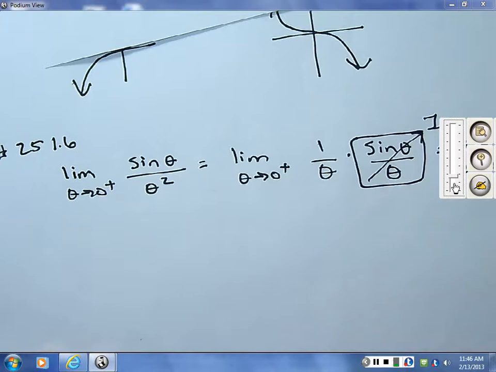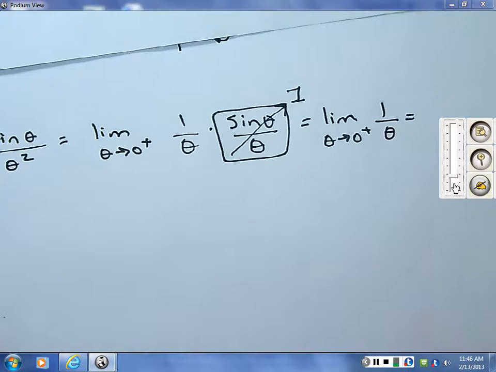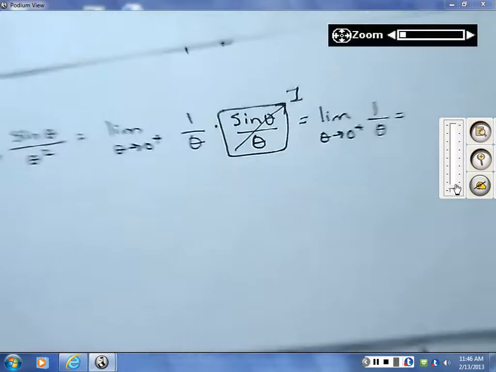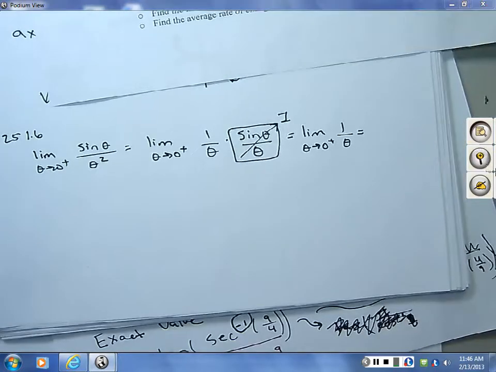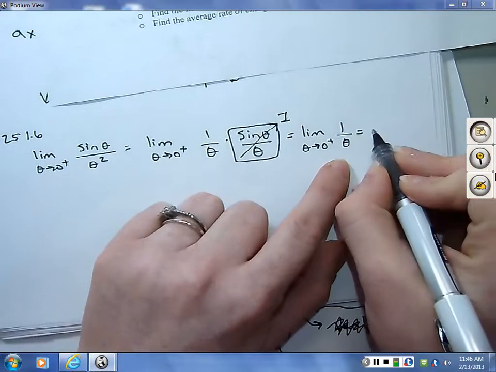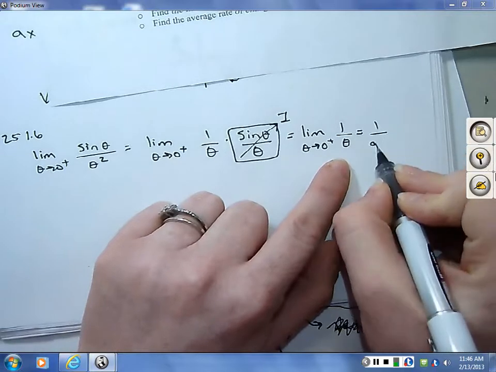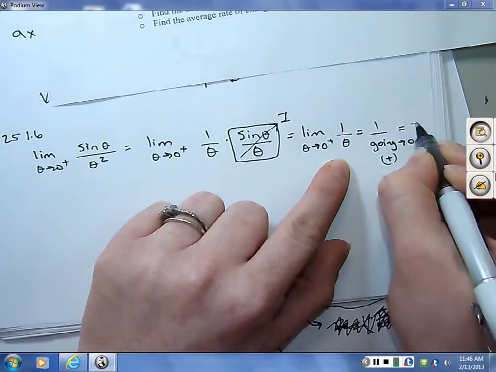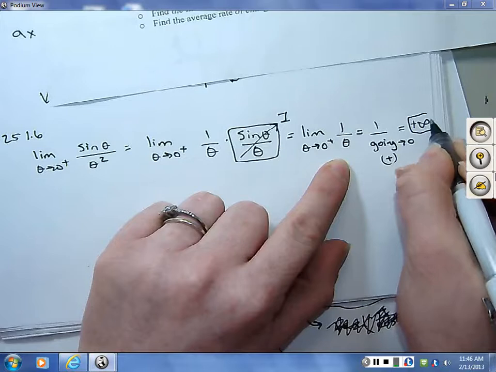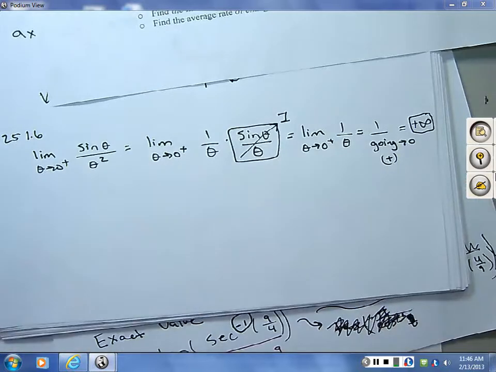What's the limit? This is going to 0, but always positive. You got a thing on the screen right in the way up there. Oh, sorry, my zooming. There we go. So this would be 1 over something going to 0, but positive, so that gives me positive infinity. All right? Important concept: 1 over something going to 0 goes to infinity.